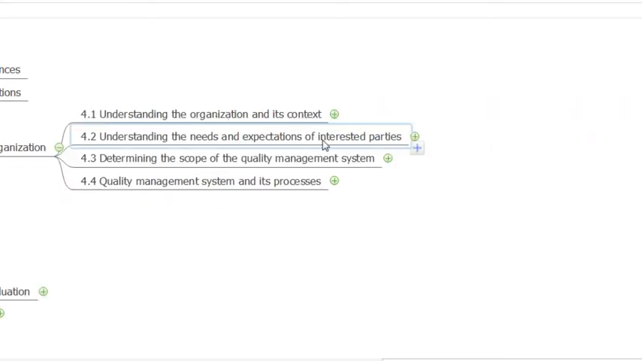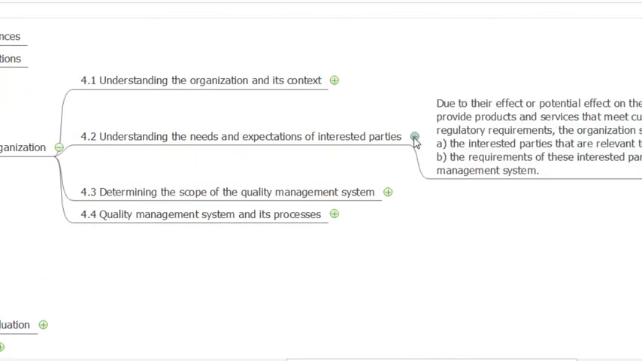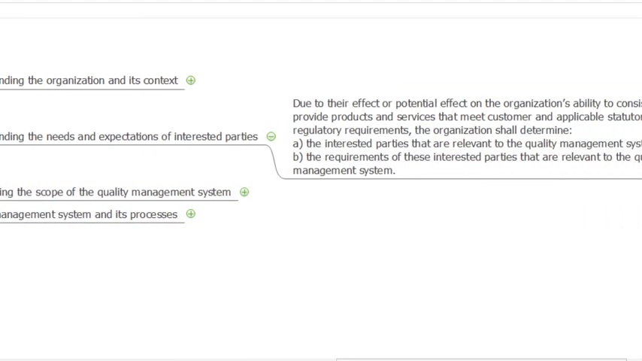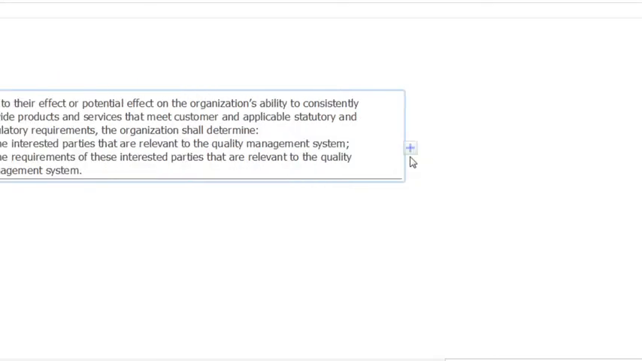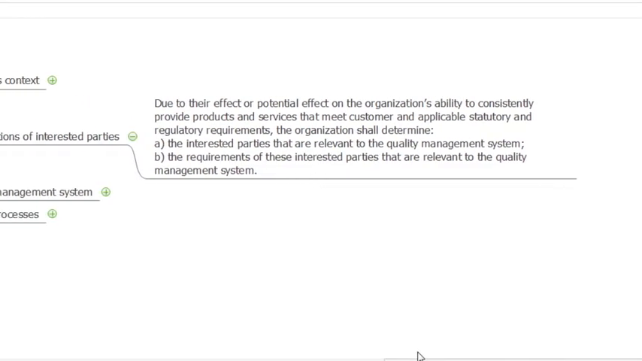Now, if we see clause number 4.2, due to their effects and potential effects on the organization's ability to consistently provide products and services that meet customer and applicable statutory and regulatory requirements, the organization shall determine the interested parties that are relevant to the quality management system, and the requirements of these interested parties that are relevant to the quality management system.